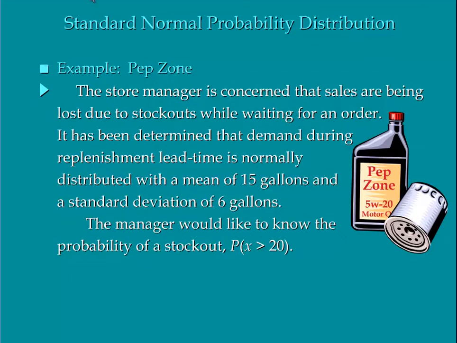Now, when you're reading an exam question like that, those things should stand out at you immediately. So we'll say up top, mean equals 15, and standard deviation is equal to 6. The manager would like to know the probability of a stockout, the probability of x greater than or equal to 20. So that's what we're being asked here. We've got the vital pieces of information, and also what we're being asked for.